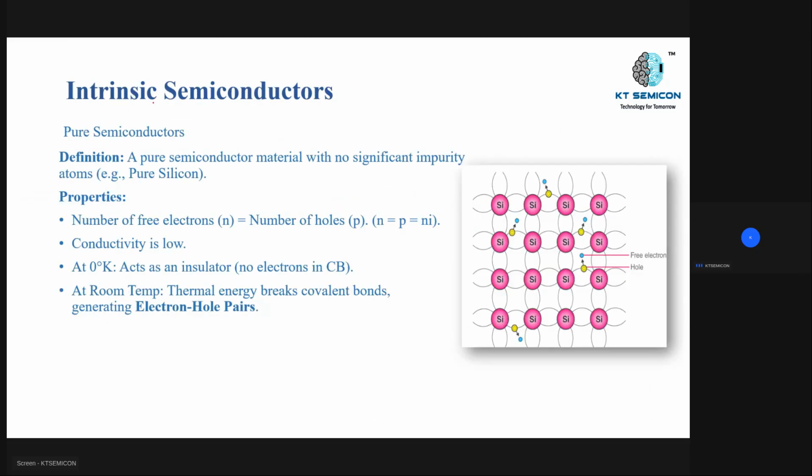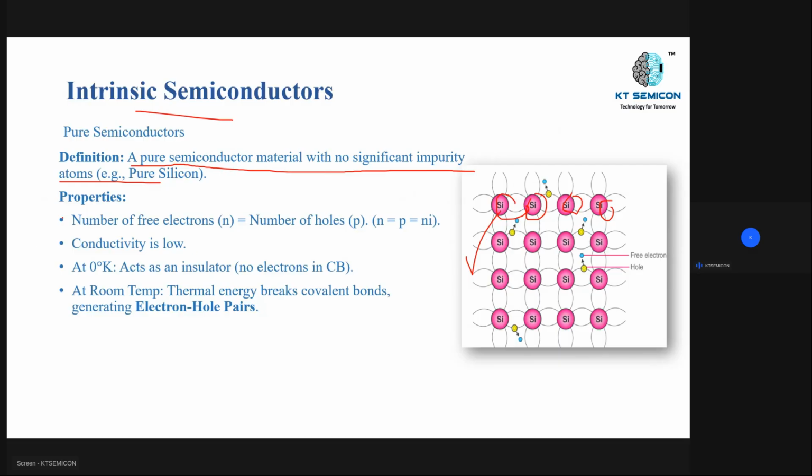And intrinsic semiconductors. We have two different kinds of semiconductors: intrinsic semiconductors and extrinsic semiconductors. Intrinsic semiconductor means a pure semiconductor material with no significant impurity atoms. Here every atom is bonded with silicon atoms. This is the pure crystal lattice. The crystal lattice is completely filled with silicon, so there are no impurity atoms in it. These are complete silicon atoms.